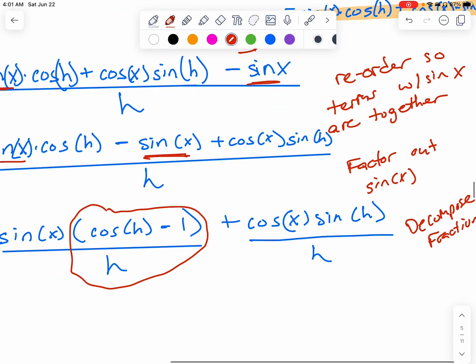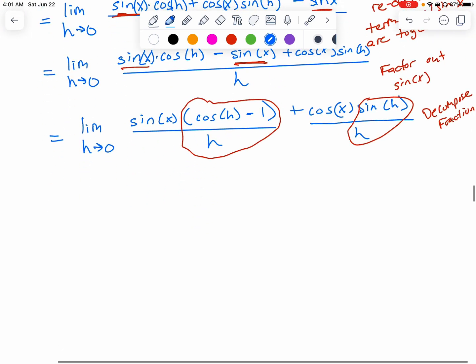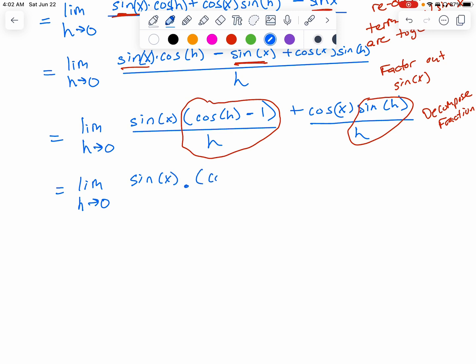And I also have this, which looks like our first identity. So that decomposing of those fractions helps me get those identities out and split things up into stuff I already know. So now I can split this up a little more, and I'm going to write the limit as h goes to 0 of sine of x times cosine of h minus 1 all over h. Splitting up that multiplication a bit.